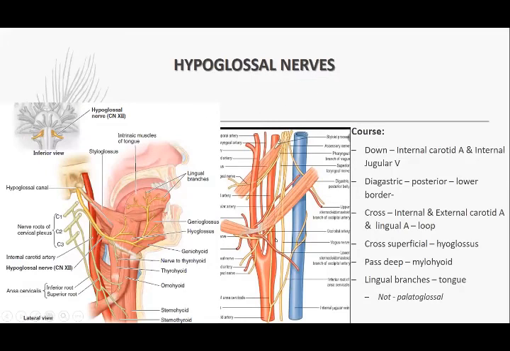The same 12th cranial nerve runs down between the internal carotid artery, this is the internal carotid artery, and the internal jugular vein running between them. This is the 12th cranial nerve. As it runs down, it passes inferior to both bellies of the digastric. You can see it crossing the internal carotid artery and the external carotid artery. It is also crossing the loop of the lingual artery. This is the lingual artery, and its loop is also crossed by the nerve. And here, as I showed you earlier, this is the 12th cranial nerve, and it is crossing the hyoglossus muscle.